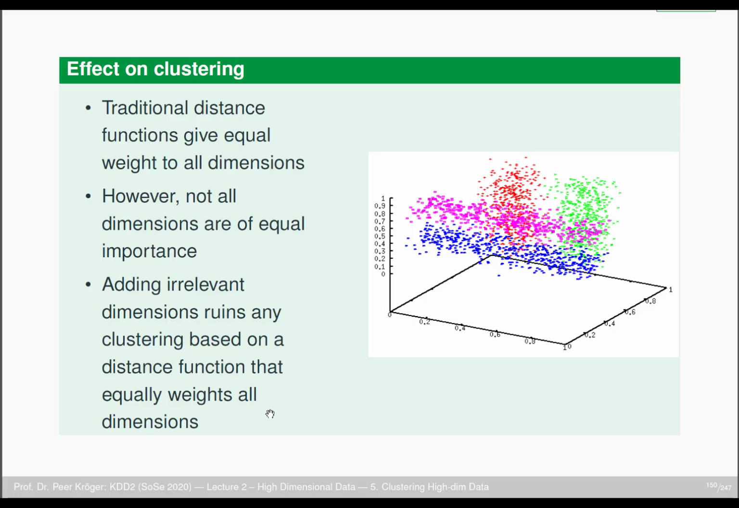So one obvious solution is, of course, to upweight or downweight relevant and irrelevant attributes, but we will talk about finding relevant or irrelevant attributes because it's unsupervised, so you don't know what the relevant and irrelevant attributes are.